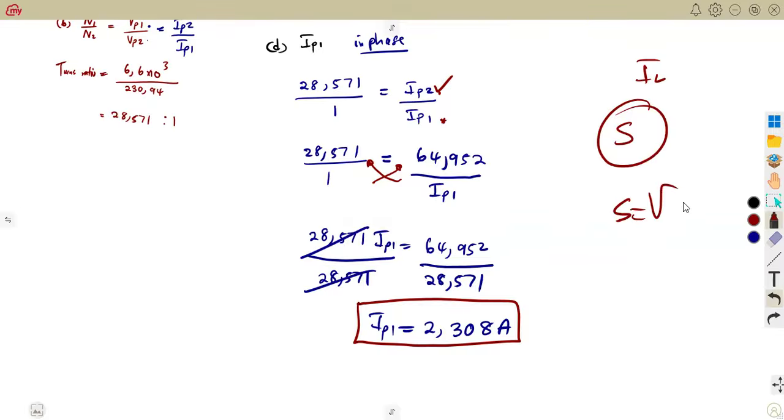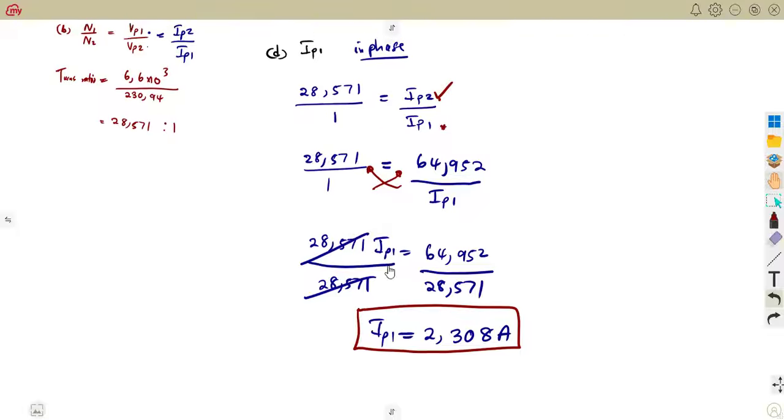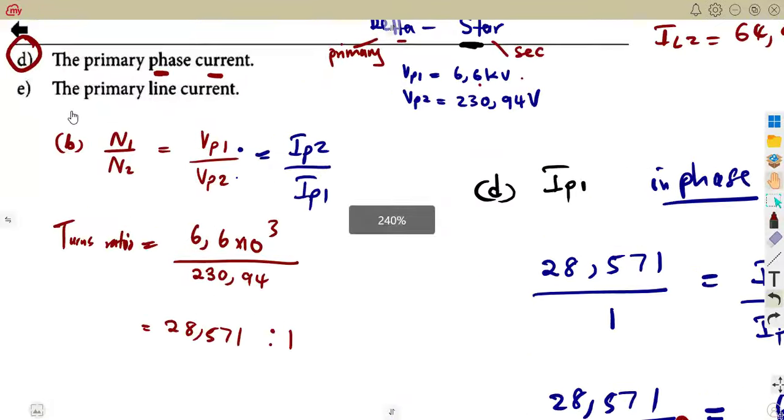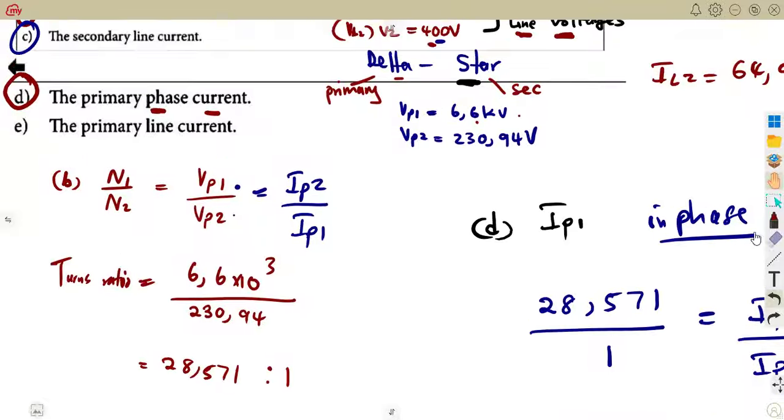The rating of the transformer, S, can be given as the square root of 3 VL IL. Now they're asking us to calculate the primary line current. So what do you have to consider? You have got the phase current already, so this one is just a conversion.